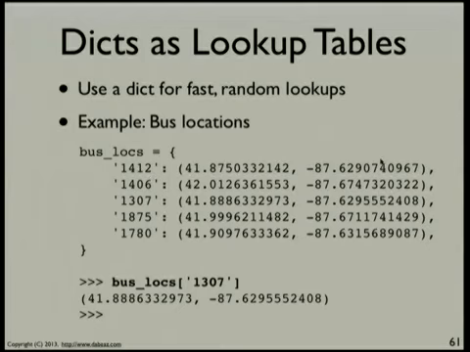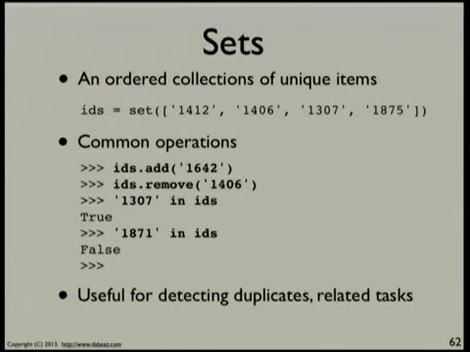What I've got here might look a little bit cryptic, but it's basically a dictionary where the key is the ID of a bus, and the value is a tuple of lat-long coordinates. I could use something like that to do quick lookups. Like I could just say, where is bus 1307, and it would come back with its coordinates. Very useful for that.